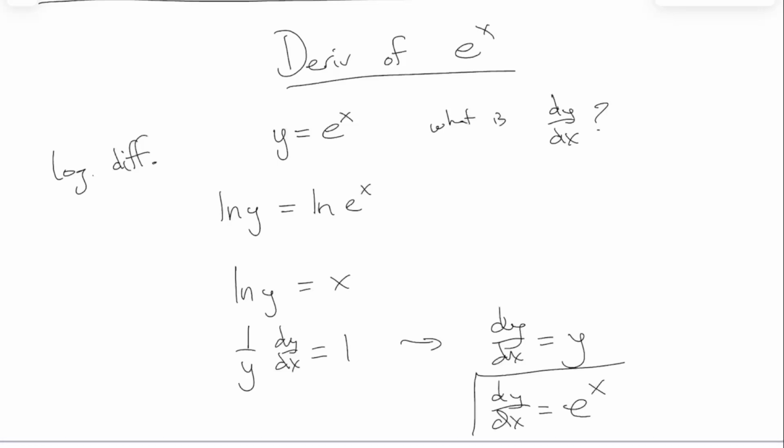There you go. You are now the hero of the club. This is why the derivative of e to the x equals e to the x. All right? And I think maybe I will leave it at that for today.